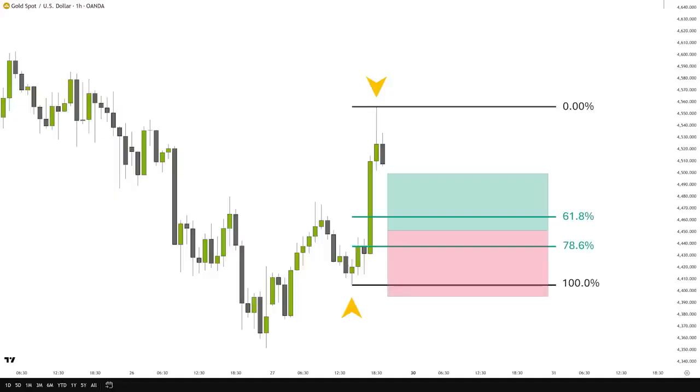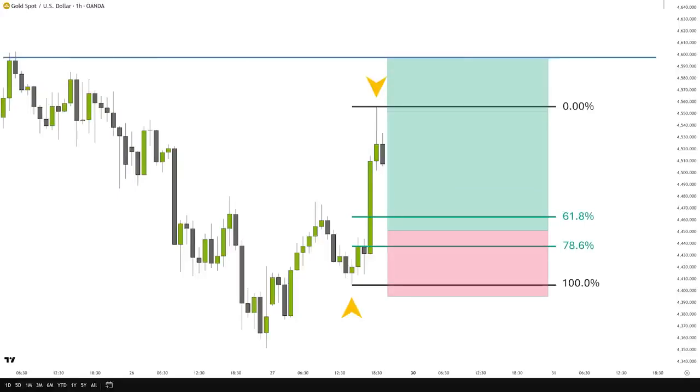The stop loss goes below the swing low. The first take profit target is placed a few pips below the recent high, while the longer-term target can be the next major turning point in the market. Now let's play the price forward. As you can see, the trade reaches our target and results in a winning trade.